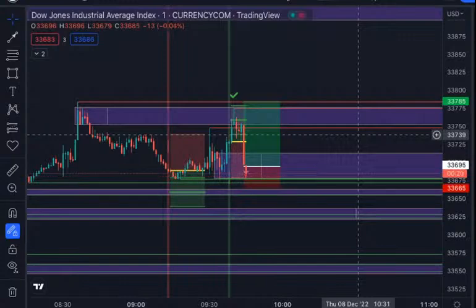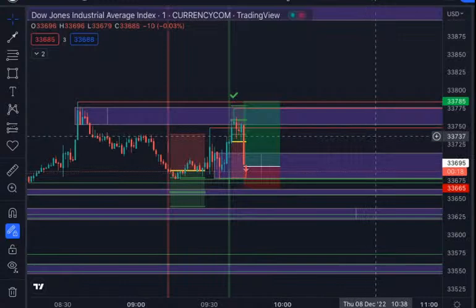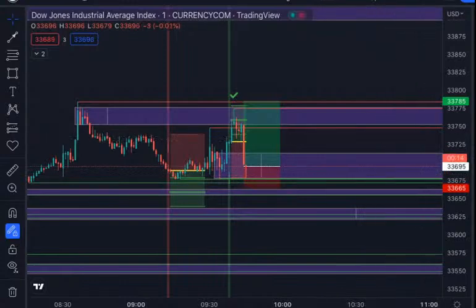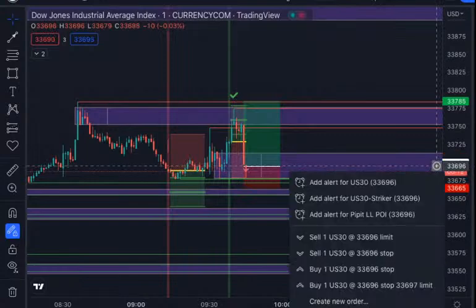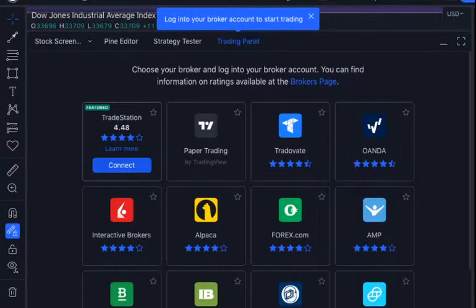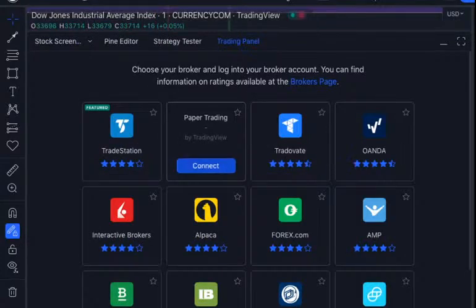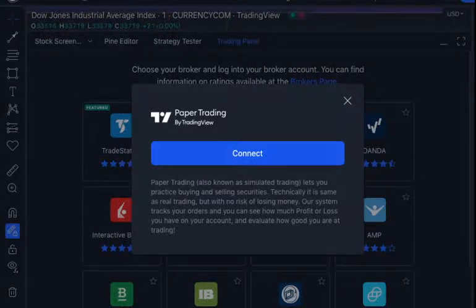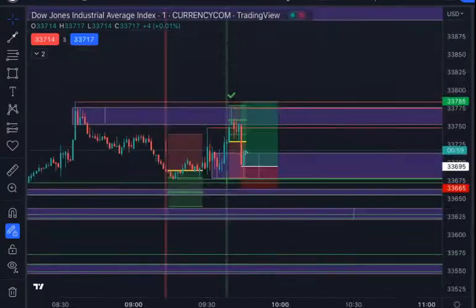This is what I'm seeing right now. You see, we get some nice rejection. We might actually order the market. You know, I'm gonna do some paper trading. I'm gonna do a buy stop right there. Oh man, TradeStation. Where's paper trading? Do some paper trading. Come on. Is it too late? Ah, it's too late.